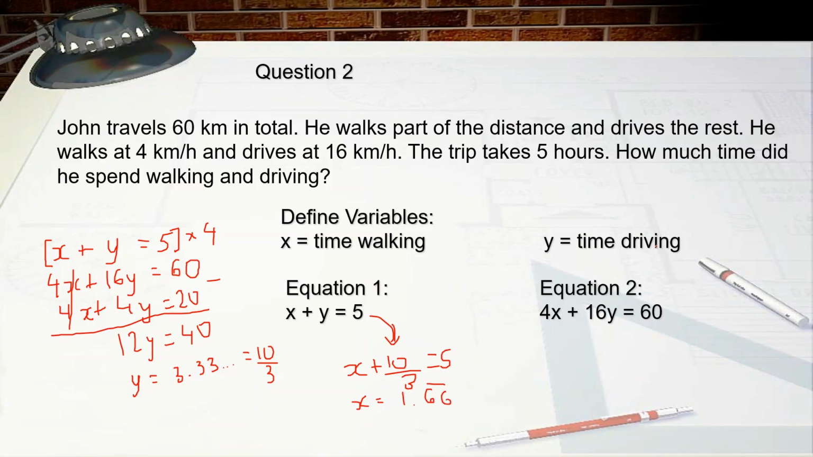y will be time driving, so 3.33, if we were to convert it into hours and minutes, it would be 3 hours and 20 minutes. And the time walking will be 1 hour and 40 minutes. As you can see, the answer is 1.66, a recurring decimal, and here 3.33. However, I have converted it into hours and minutes so that you guys can understand easily.